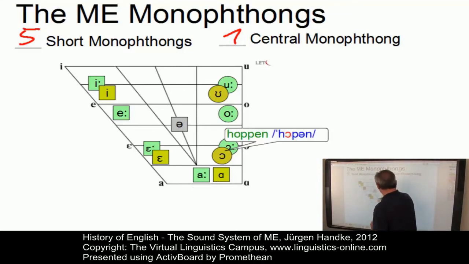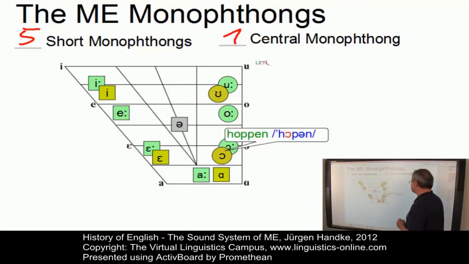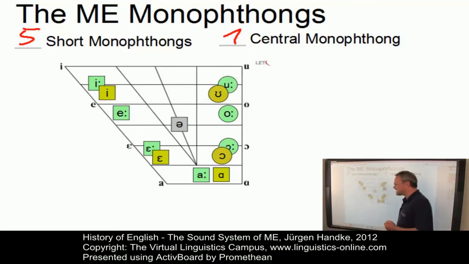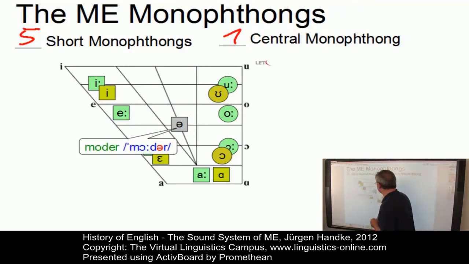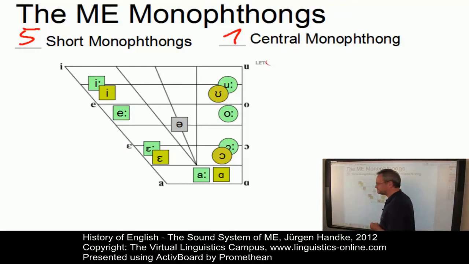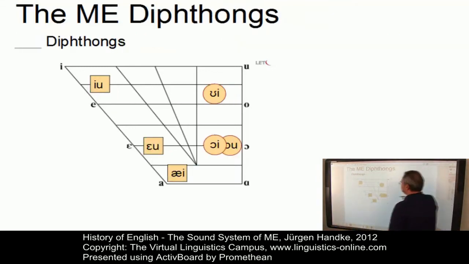There was a short o, as in hoppen. There was a short u, as in full. And last but not least, there was a central vowel, as in moder, present-day English mother. Okay, so much for the monophthongs. Let's now turn our attention to the 6 diphthongs in Middle English.